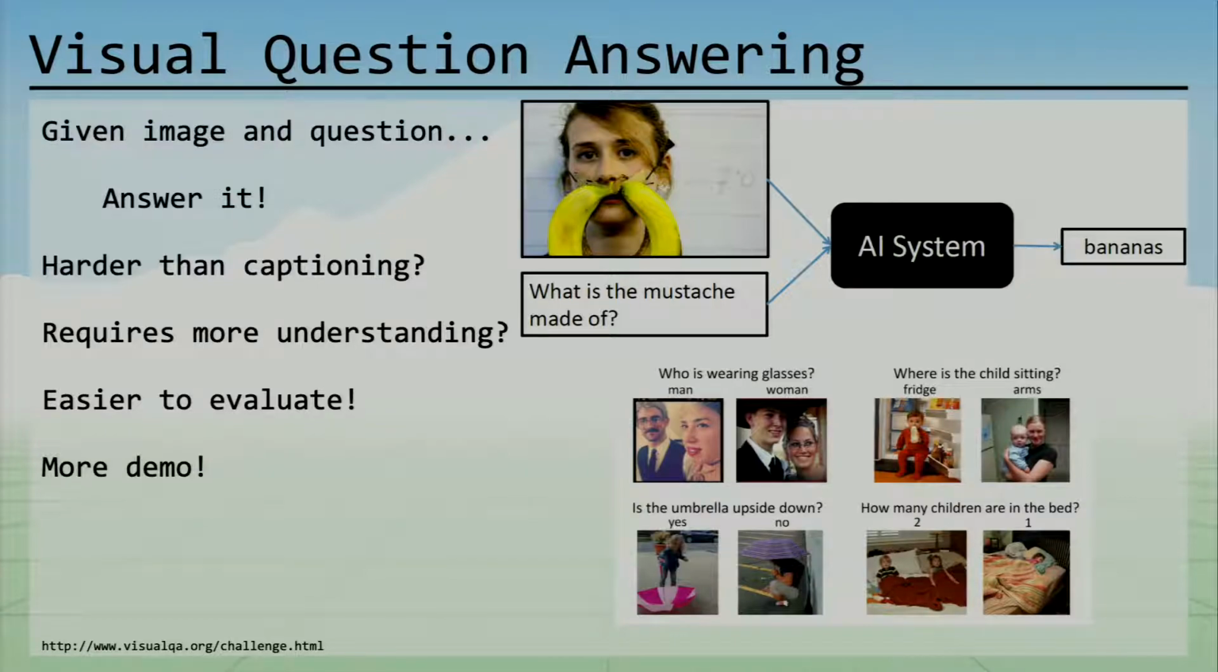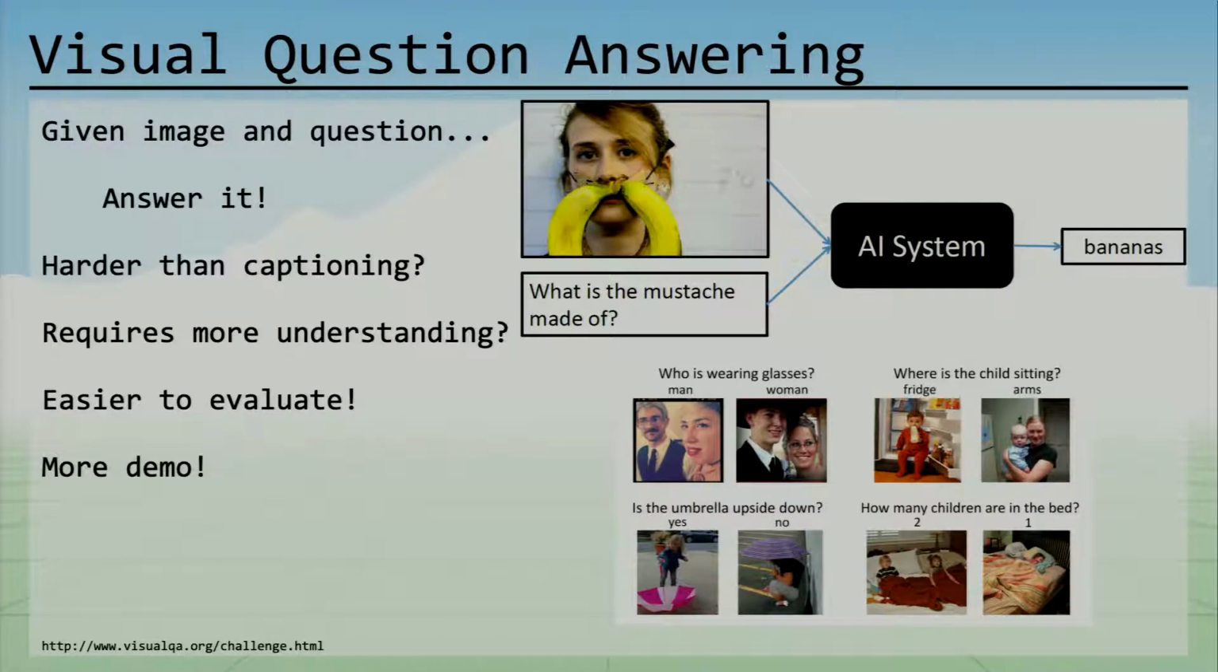And this still potentially requires some understanding of what's going on in the image. You have to both recognize what objects are present, but also what the relationships are between those objects. You have to parse arbitrary language, figure out what the question is asking, and then produce some sort of result to that question.